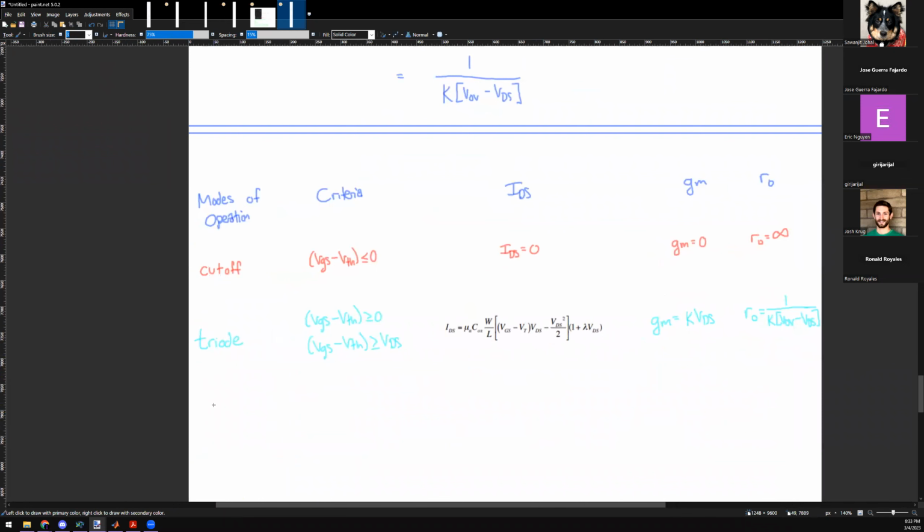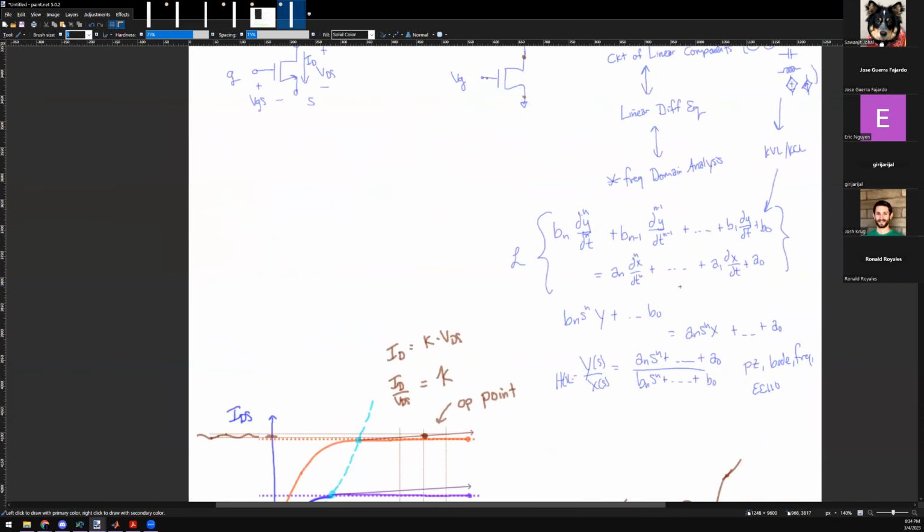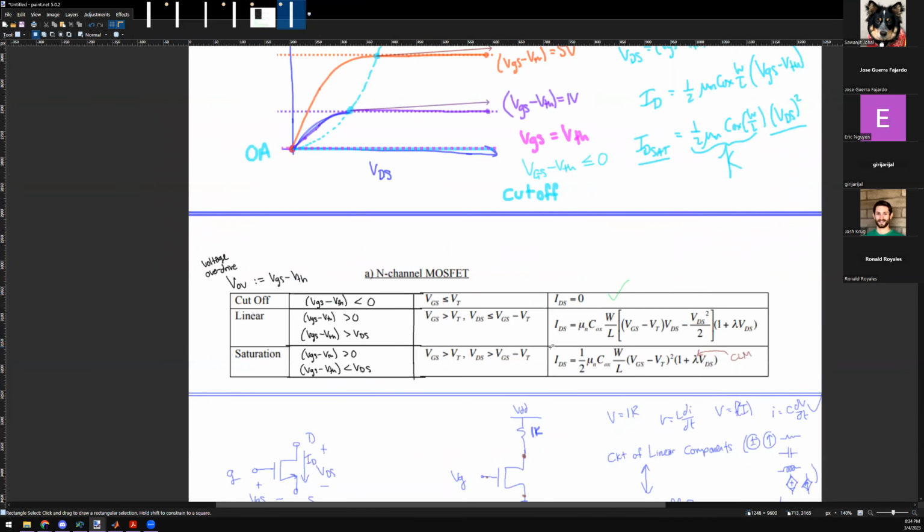Okay, last one is saturation. What's the criteria? VDS is greater than or equal to 0, and VGS minus VTH is less than or equal to VDS. Yes, VDS is large because my channel is saturated, so there's a lot of traffic. Okay. Equation.